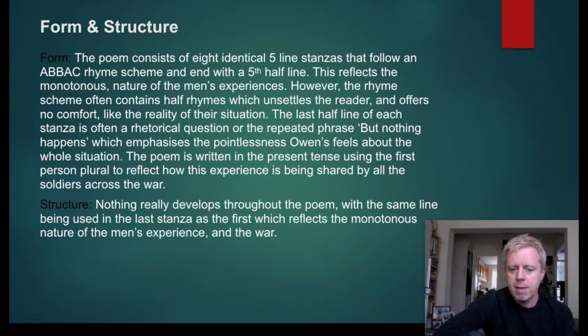Okay, so method and meaning. The structure: nothing really develops throughout the poem, with the same line being used in the last stanza as the first. So there's your method, the structure of the poem. It remains pretty consistent throughout. Well, what's the effect of that? What's the meaning behind that? And again, this reflects the monotonous nature of the men's experience and the war itself, the broader war.